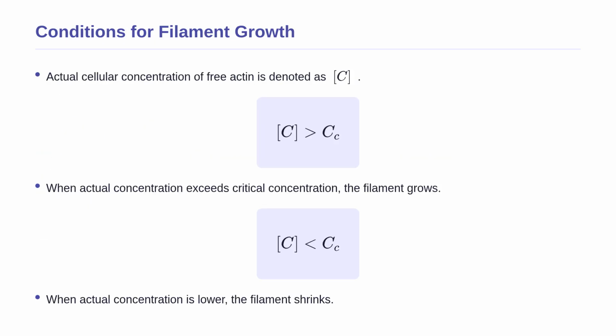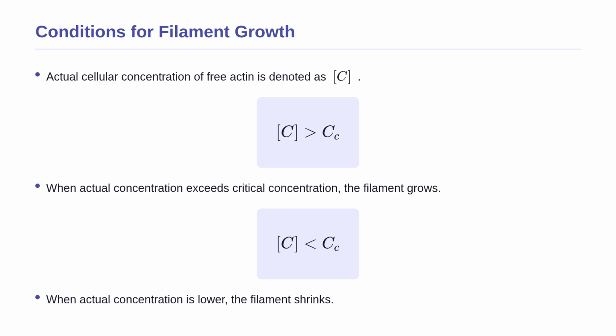So we have proven how to find the stable point. This brings us to an important question. What happens when the cell is not at this exact stable point? To determine if a filament will grow or shrink, we must compare the actual cellular concentration of free actin, denoted by C in brackets, to the critical concentration we just learned about. We have two simple mathematical conditions.